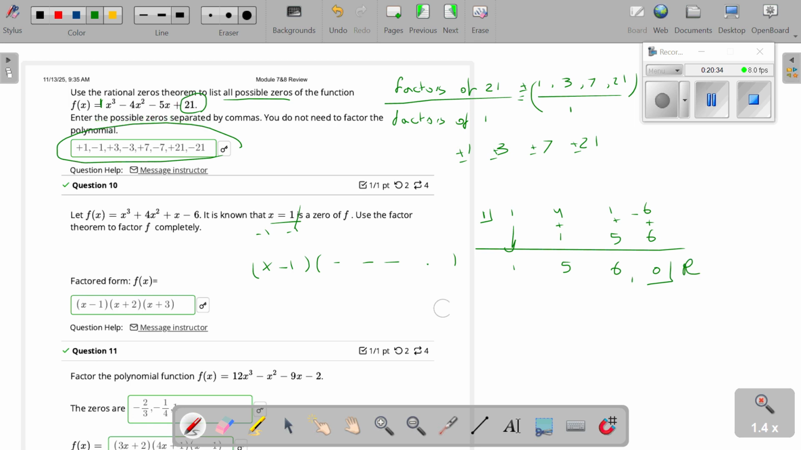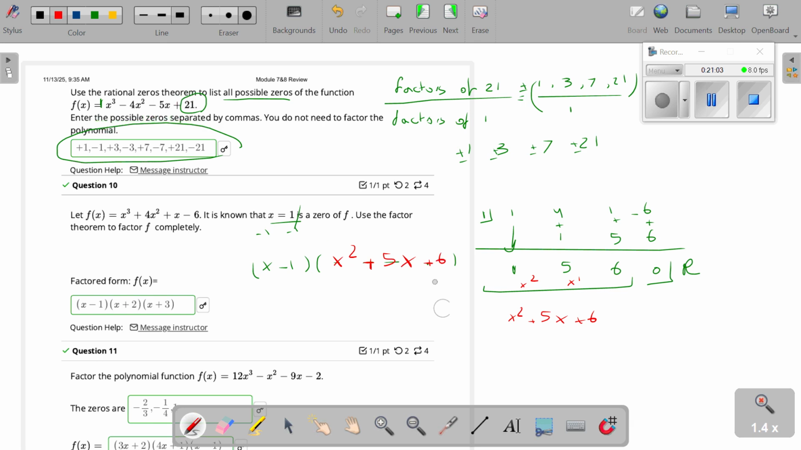Anyway, now how do I find the rest of the function? What is the other factor of the function? As we know, this quotient is equal to x squared plus 5x plus 6. This is the quotient of the function, but at the same time, it's the other factor of the function. So I can write that here as the other factor.